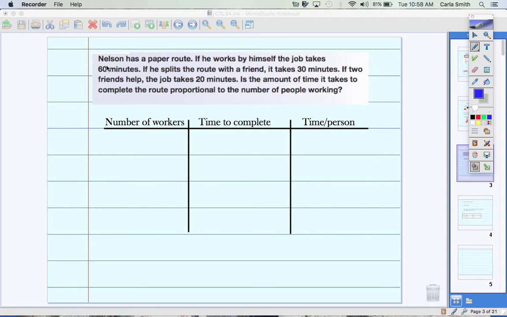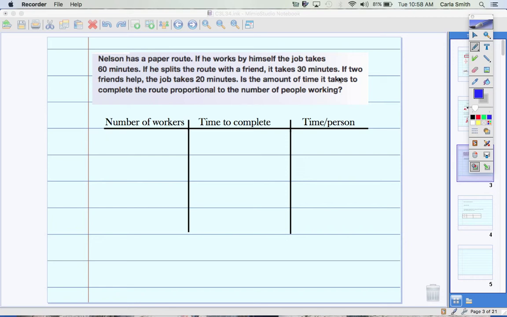Let's look at another real-world example. So Nilsson has a paper route. If he works by himself, the job takes 60 minutes. If he splits the route with a friend, it takes 30 minutes. If 2 friends help, the job takes 20 minutes. Is the amount of time it takes to complete the route proportional to the number of people working?